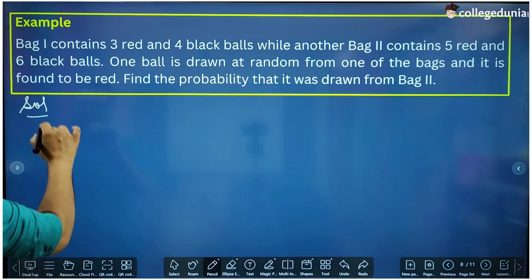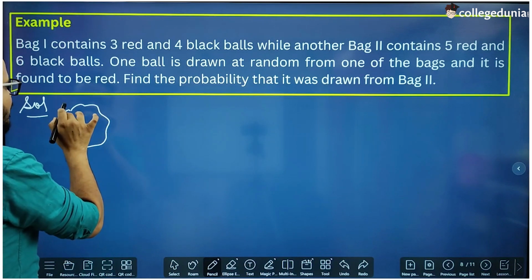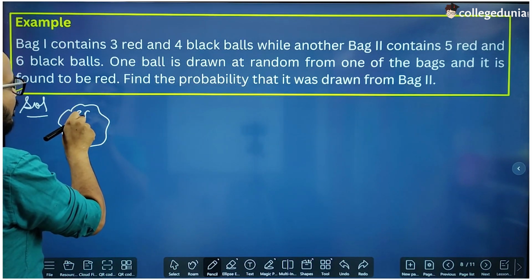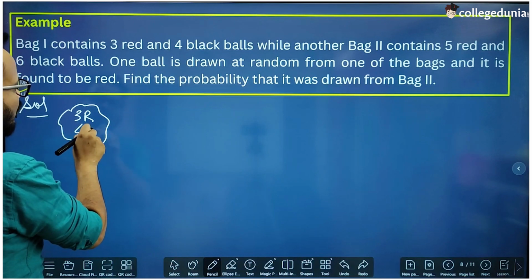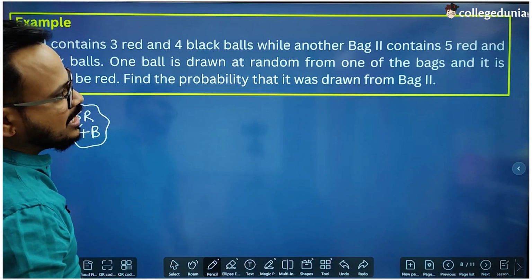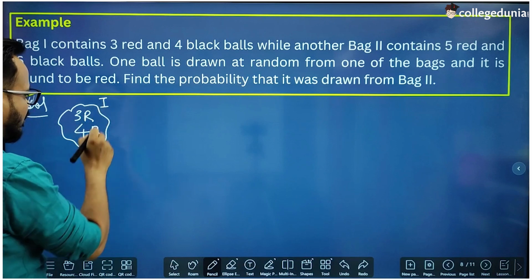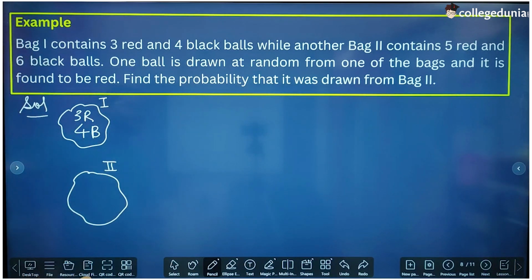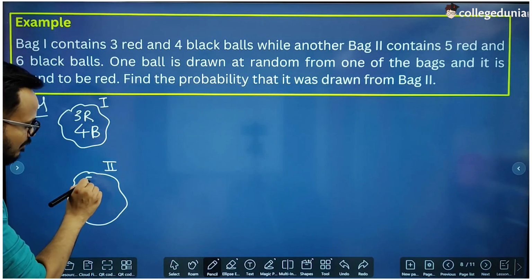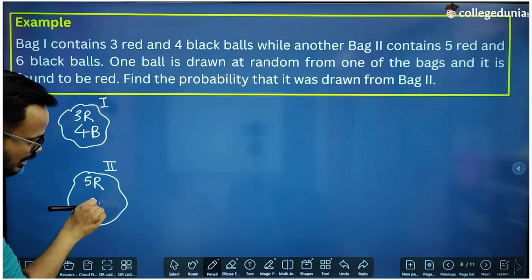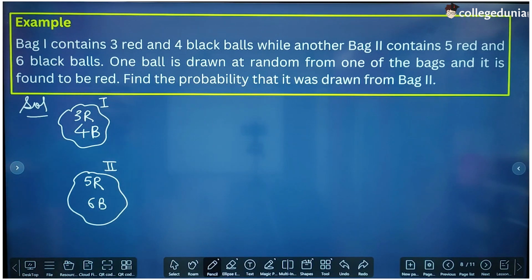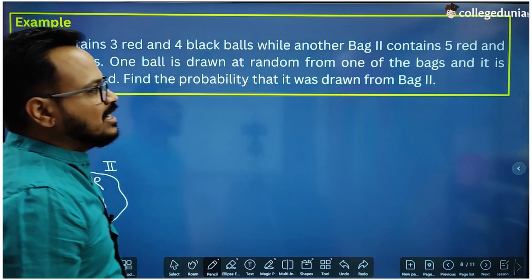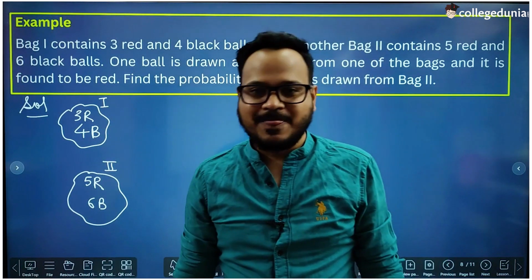Bag 1 contains 3 red and 4 black balls, and another bag, bag 2, contains 5 red and 6 black balls. One ball is drawn at random from one of the bags and it is found to be red. Find the probability that it was drawn from bag 2.